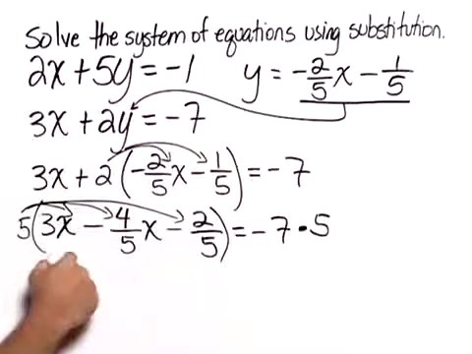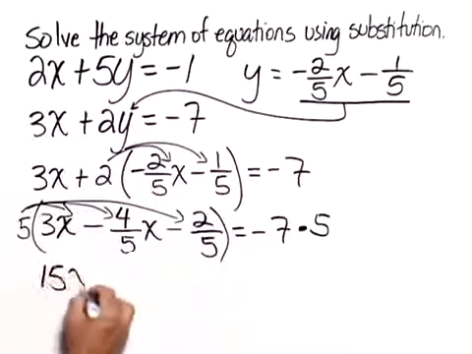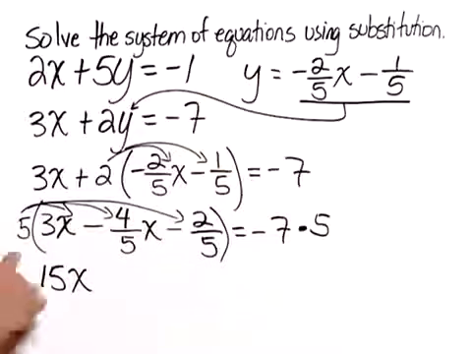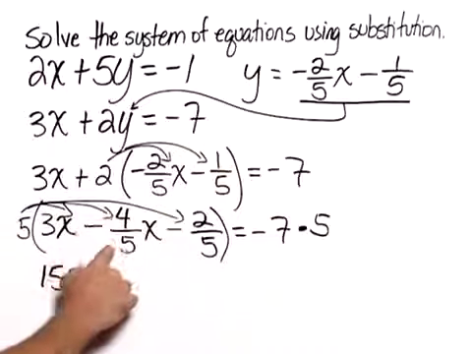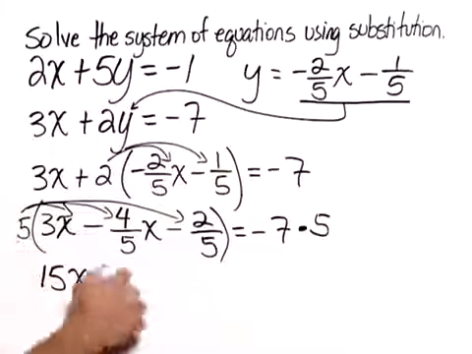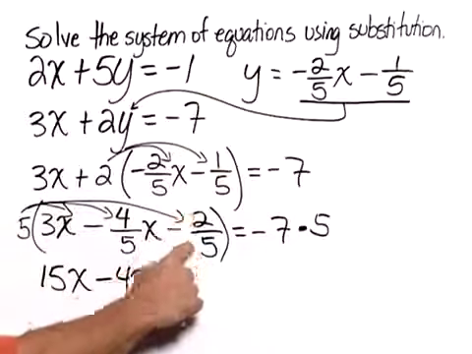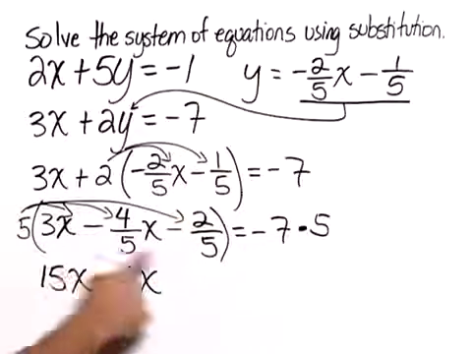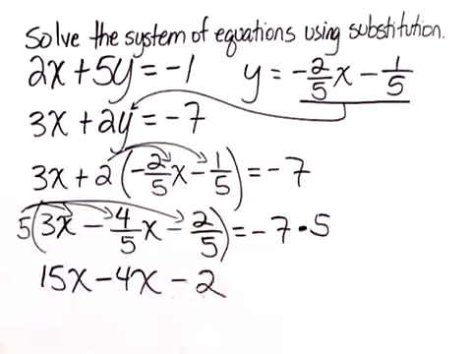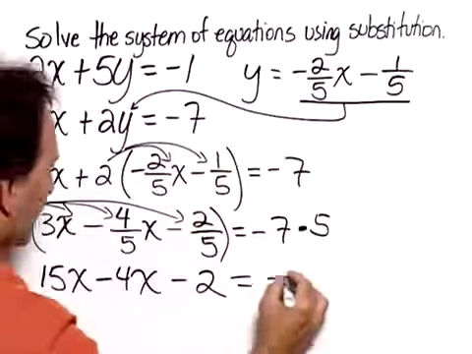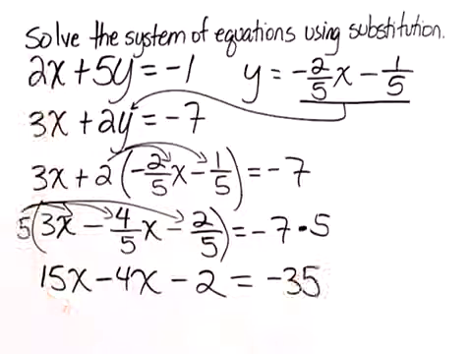So 5 times 3x is 15x. 5 times negative 4/5, the 5's will cancel out and we'll have negative 4x. 5 times negative 2/5, the 5's will cancel out, leaving us with negative 2. And on the right-hand side, negative 7 times a positive 5 is negative 35.